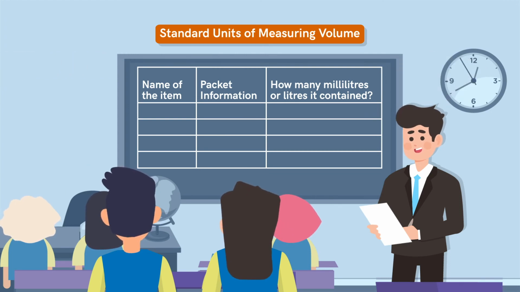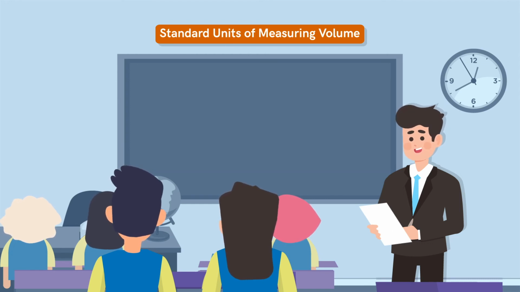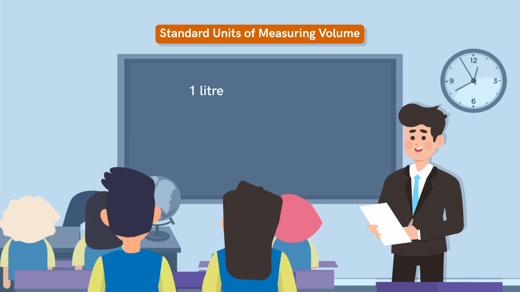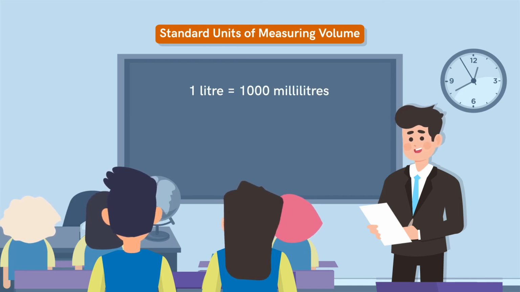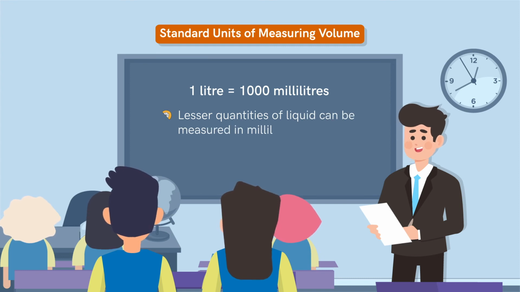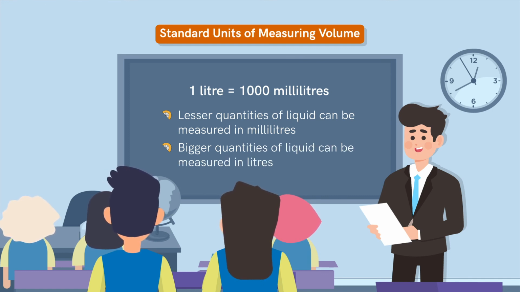Once all the students have shared their observations and the table is complete, we will inform them that 1 liter is equal to 1000 milliliters. We will then conclude by informing the students that lesser quantities of liquid can be measured in milliliters, whereas bigger quantities of liquid can be measured in liters.